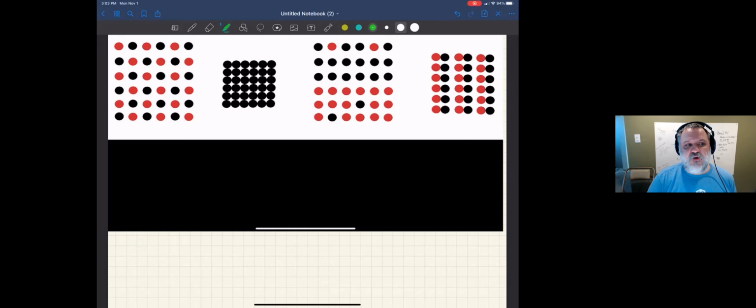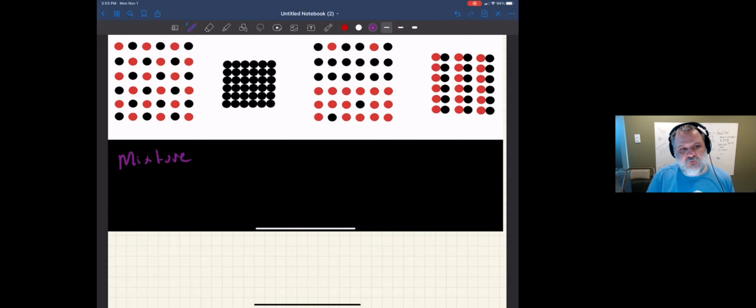Well, let's take a look at the first one. The first one, I have red dots and black dots. They're not together. They're just a little bit apart, but they're mixed in with each other. And so since they're separate red dots, separate black dots, but they're all intermingled with each other, then what we would say about this one is it's a mixture.